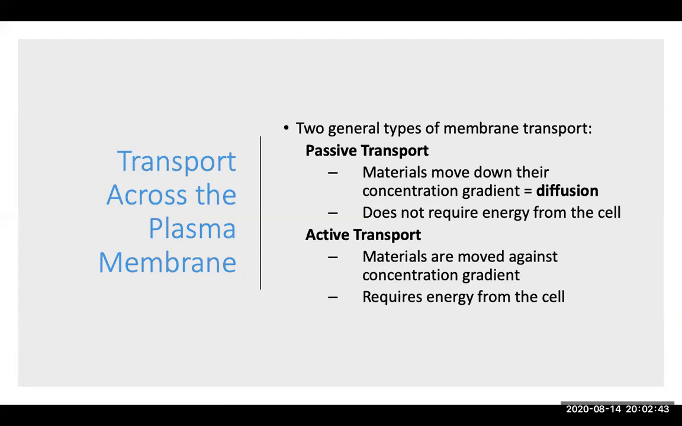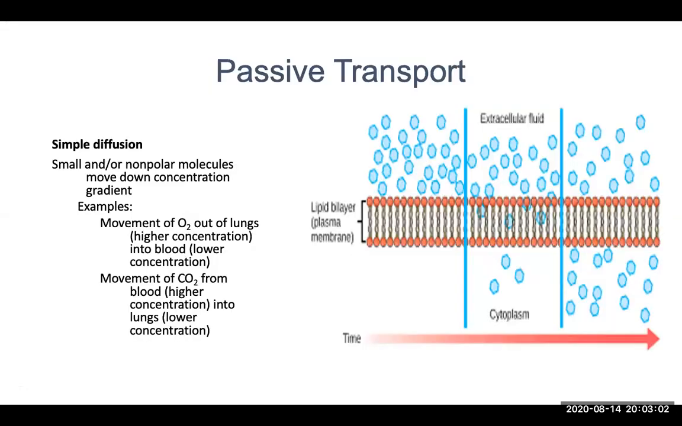Transport across the plasma membrane can be passive or active. Passive is when materials flow down their concentration gradient by what we call diffusion. This does not require energy or ATP. And active transport are materials that move against the concentration gradient, and this will require energy from the cell.